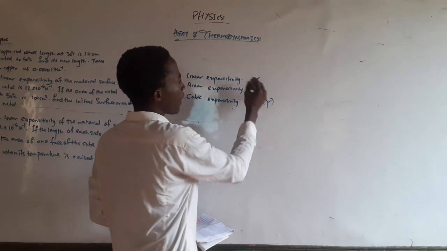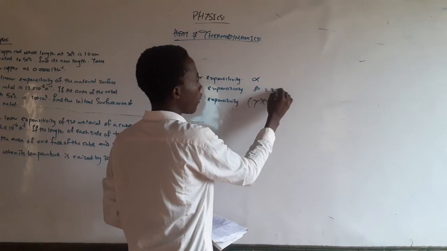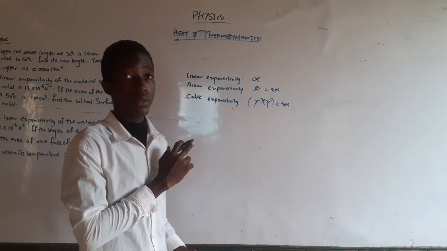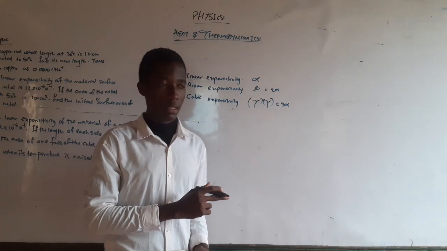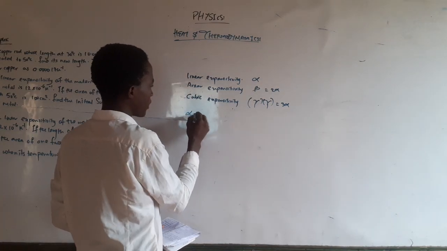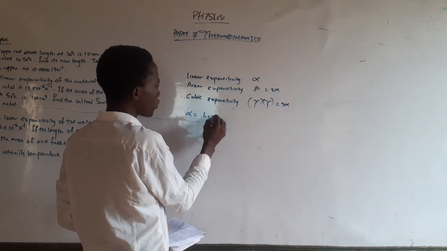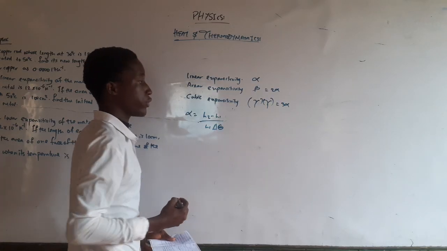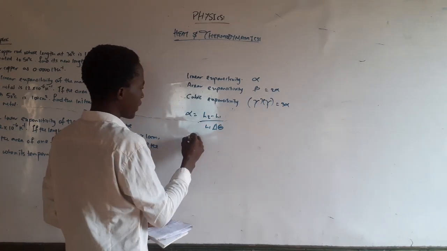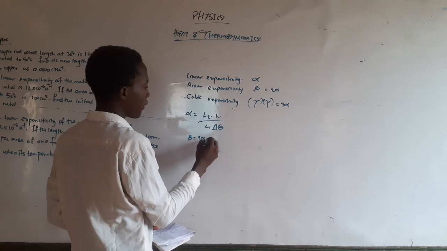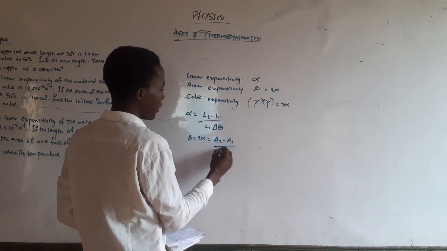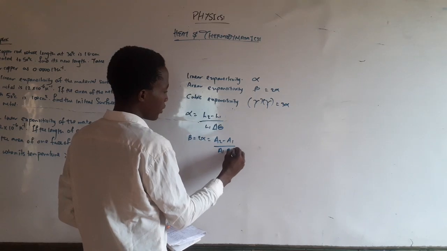So now, alpha, beta is equal to 2 alpha, and gamma is equal to 3 alpha. Do we understand? You have to know this. Now, the formula for linear expansivity is given as length 2 minus length 1 over length 1 change in temperature. Beta is given as 2 alpha, which is equal to area 2 minus area 1 over area 1 change in temperature.